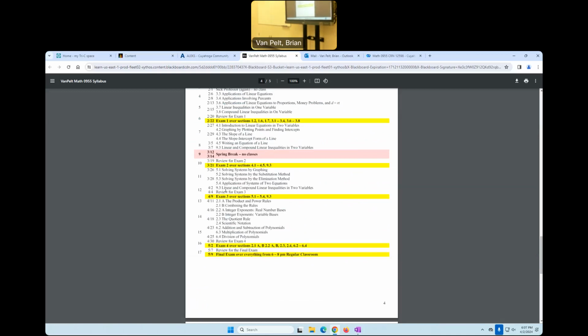I got some graph paper here. Oh, there's one. You guys can use that stuff. Straight edge, does anybody need a straight edge? You got one? You're good? Okay, all right.